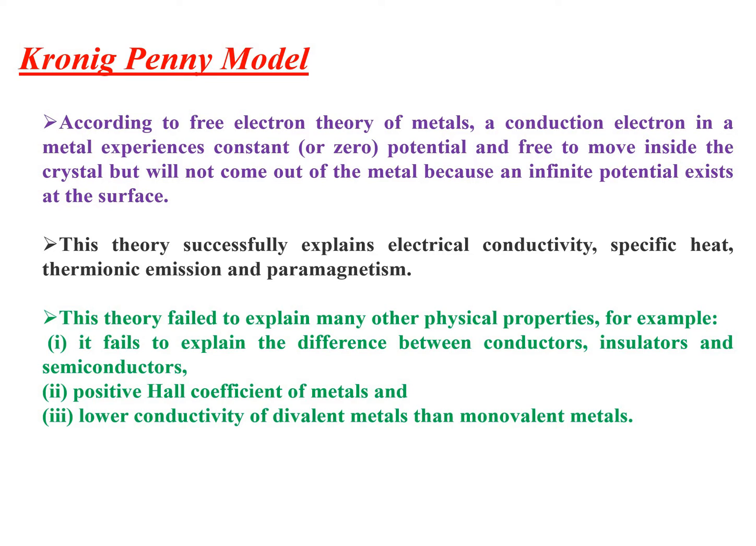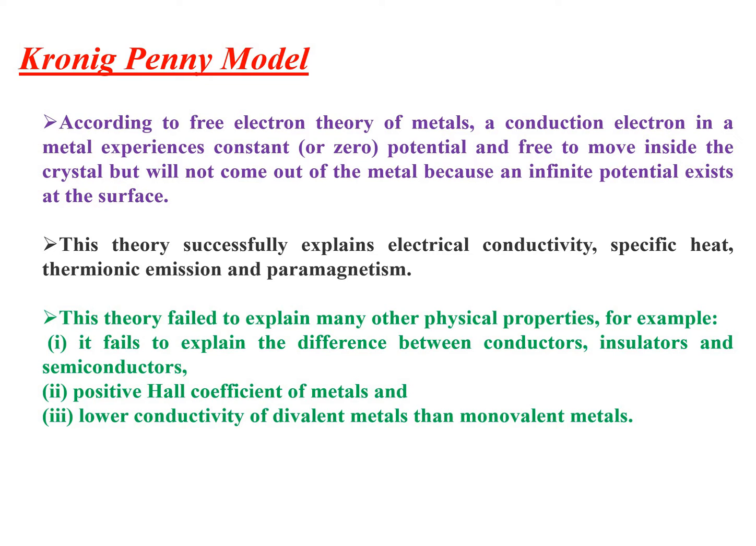This theory successfully explains electrical conductivity and specific heat and thermionic emission and paramagnetism, therefore ferromagnetism also. This theory failed to explain many other physical properties. For example, it fails to explain the difference between conductors, insulators and semiconductors, and positive Hall coefficient metals and lower conductivity of divalent metals than monovalent metals.